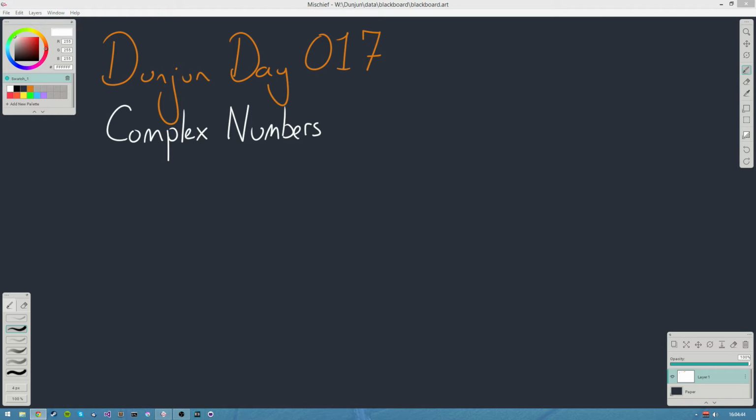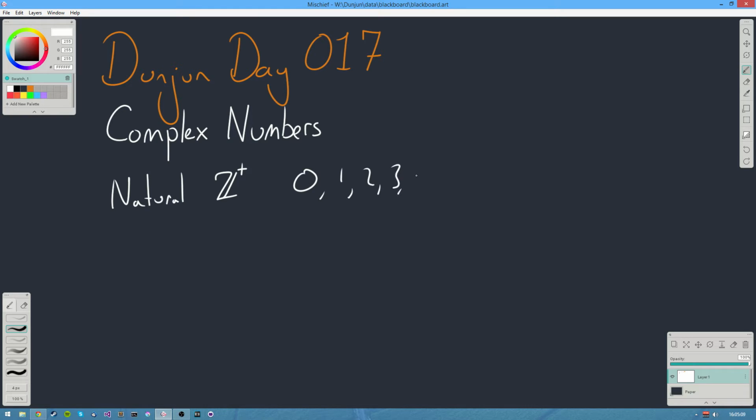So before we can even start quaternions, we need to start complex numbers, and you may be understanding, what the hell are complex numbers? Well, in addition to all of the other types of numbers that we have, what type of numbers do we have? We have natural numbers, and these are usually denoted by a blackface Z plus. These natural numbers are 0, 1, 2, 3, 4. So yeah, all the positive whole numbers.